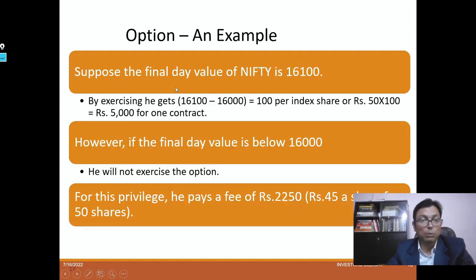Now suppose the final day value of Nifty is 16,100. So we take the difference between 16,100 and 16,000. So 100 is the price difference, and we multiply it by 50 and we get 5,000 for the contract. And now if on the final day it's below 16,000, he will not exercise the option. For this privilege he pays rupees 7,250, say 145 rupees a share for 50 shares. So that is how an option works in real time.